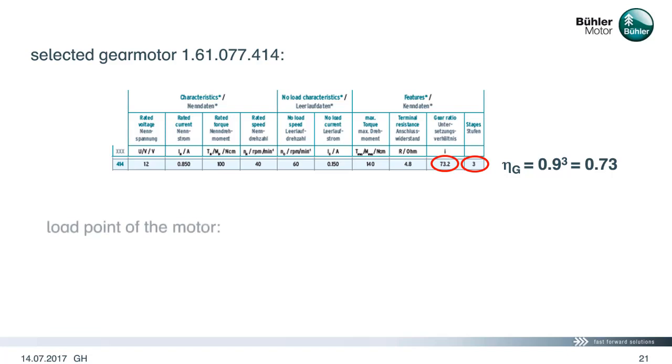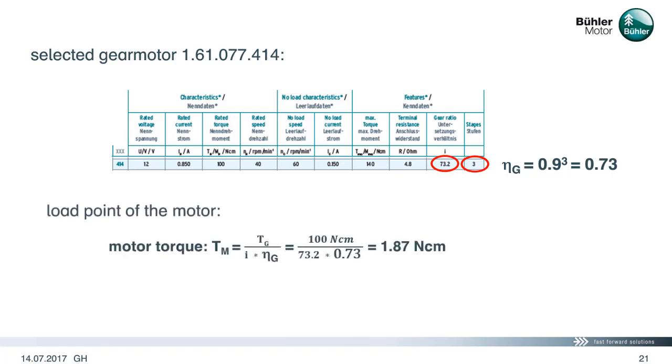The calculated load point of the motor therefore is: motor torque T sub m is T sub g divided by I divided by eta sub g, and this leads to a motor torque of 1.87 Newton centimeters. The motor speed n sub Lm is n sub Lg multiplied by I, which leads to a motor speed of 3660 rpm.